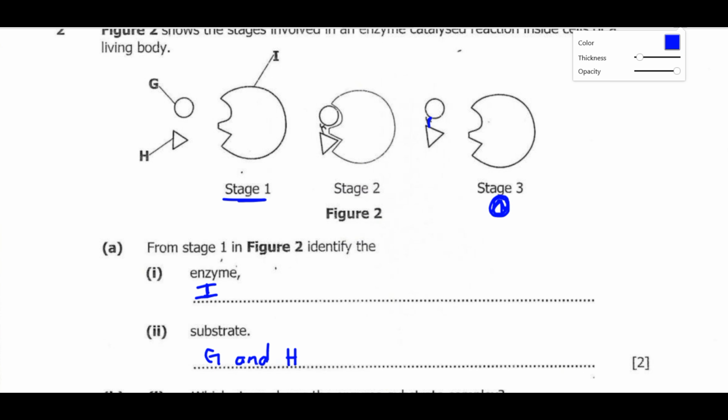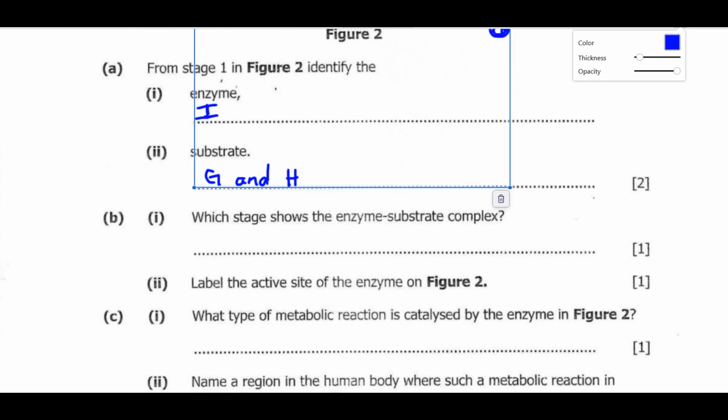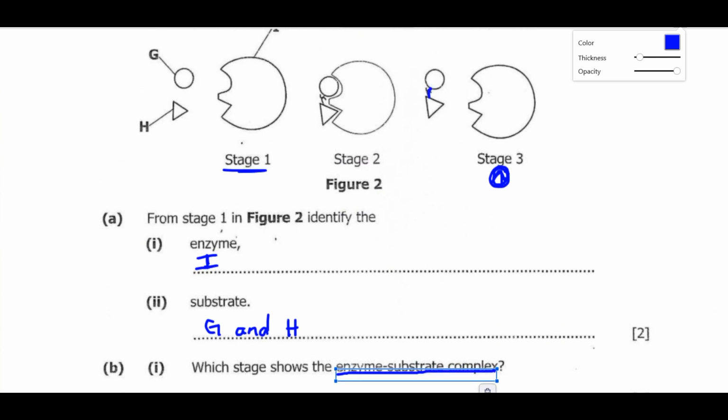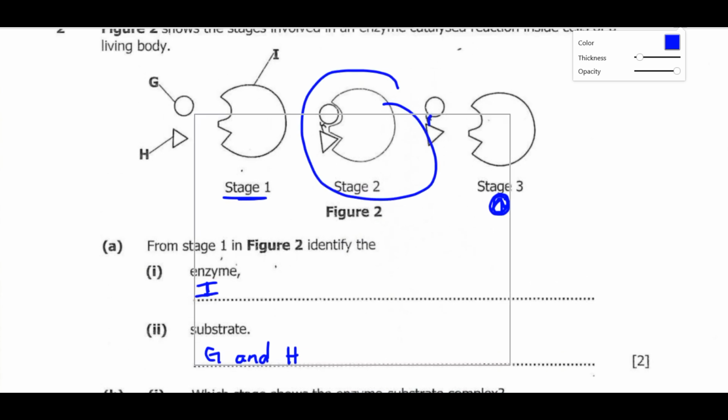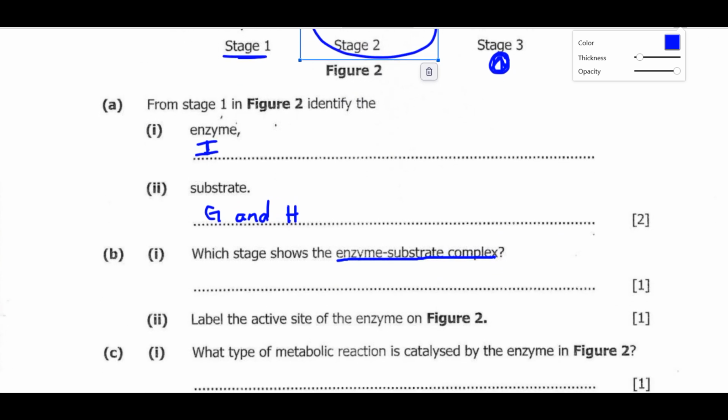Right, so we can move on to question B1. Which stage shows the enzyme substrate complex? The enzyme substrate complex is a stage where the enzyme and the substrates have bonded together. They attach to each other. So that's the stage that we are looking at. If you look at the 3 stages, this stage shows that the enzyme and the substrates now have bonded together. So that is stage 2.